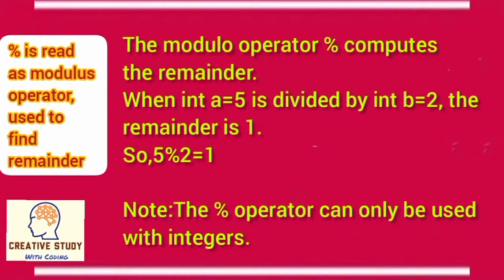The modulo operator % computes the remainder. When int a equal to 5 is divided by int b equal to 2, the remainder is 1. So when we have to find out the remainder, we have to use %, like 5 modulus 2 gives the answer 1. The modulus operator % is used to find out the remainder, and it can only be used with integers.